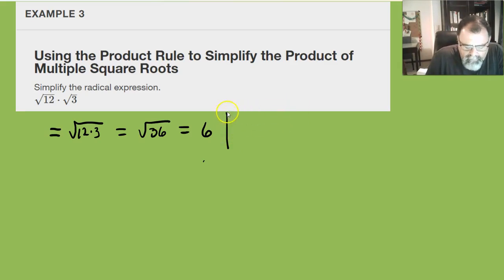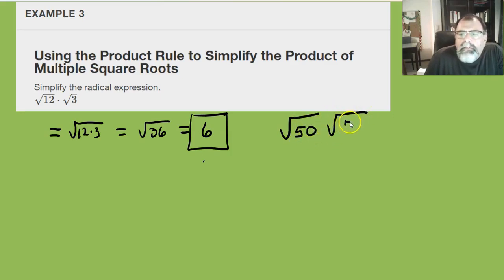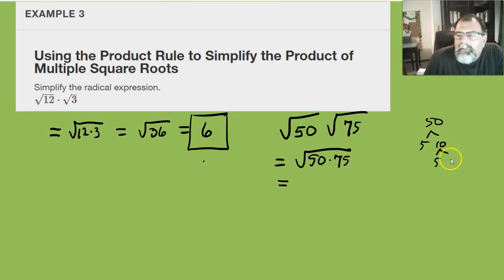If the numbers were bigger, let's say that we had something like square root of 50 times square root of 75, what I would do is I would still put it together as one radical, and then I'm just going to factor everything. 50 is 5 times 10, and then I got 5 times 2, and then 75 is 3 times 25, and that's 5 times 5. So I got a 2, a 3, 1, 2, 3, 4 5s.